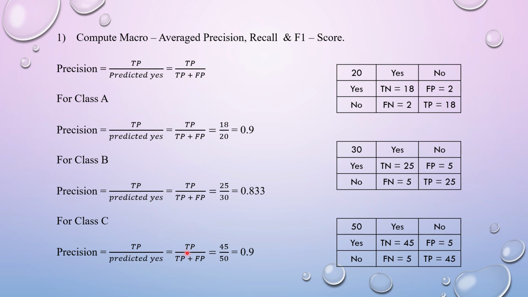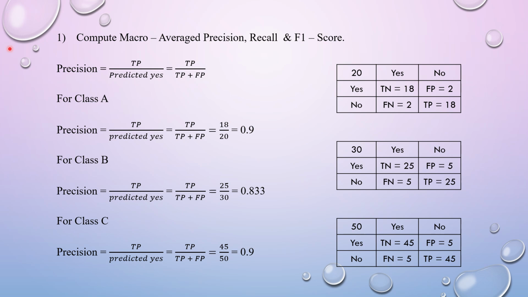So the formula is the same. TP divided by TP plus FP. Here for C, TP is 45 and FP is 5. So 45 divided by 50, which is equal to 0.9. So precision for class A is 0.9, precision for class B is 0.833 and precision for class C is 0.9. So here we calculated the precision value for all the classes.